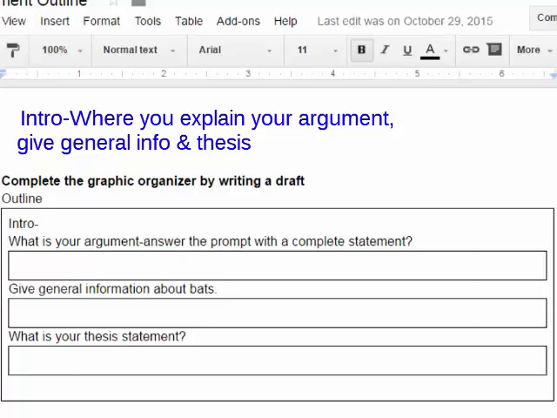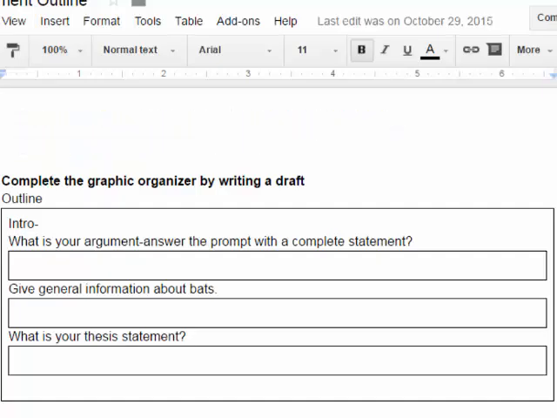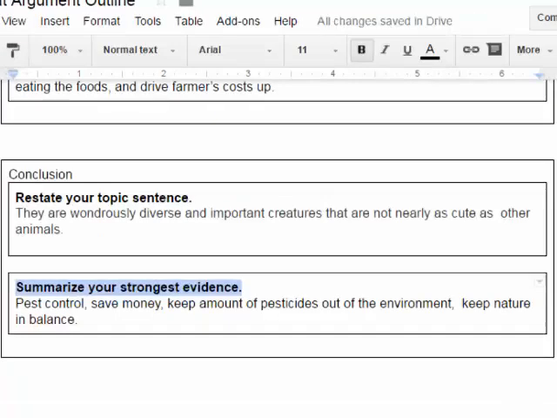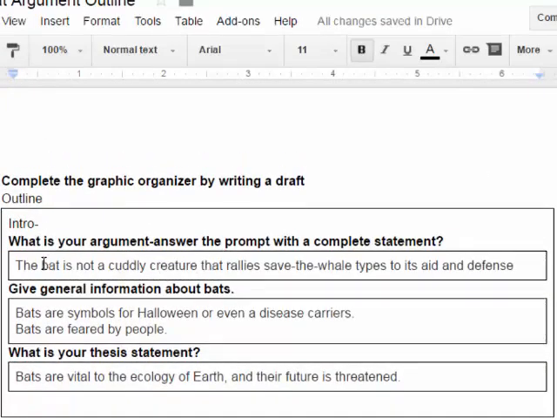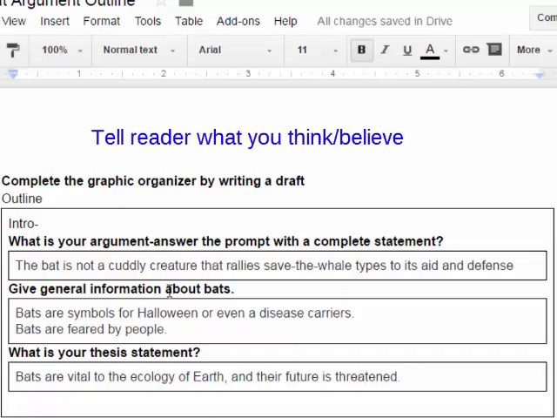Now first, let's go through this. Your argument, that's where you answer the prompt with a complete statement. So if you take a look at my model, you will be identifying something like this, that it's a statement. The bat is not a cuddly creature that rallies save the whale types to its aid and defense. So you're making a statement. You're telling your reader, here's where I stand.